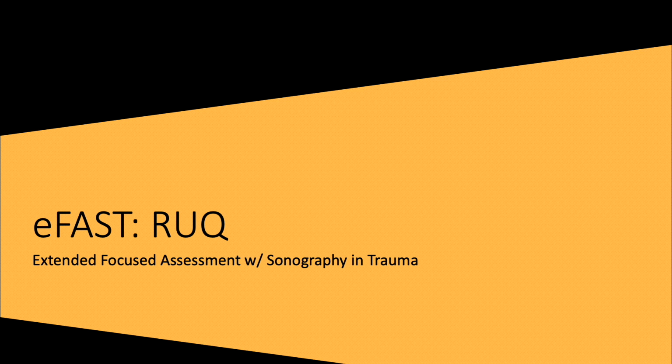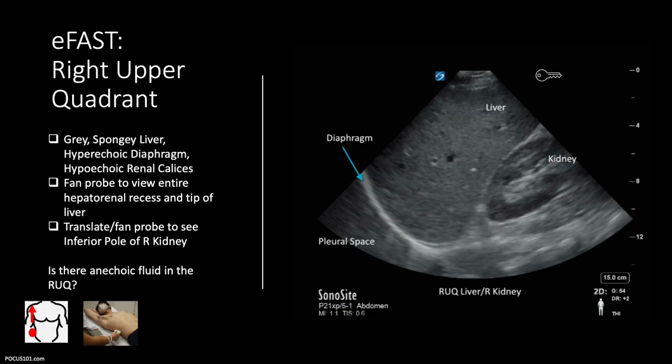Let's start off by looking at the right upper quadrant view of our FAST exam. This is the standard view that I want you to memorize and aim to get every time that you're examining the right upper quadrant doing an eFAST exam. So we can see that we have, let me get my pointer, the spongy gray liver with our kind of mid-level echogenicity. We have a hypoechoic kidney immediately adjacent to it inferiorly. Superiorly, we have the diaphragm, a nice hyperechoic line, and then the pleural space here above it.